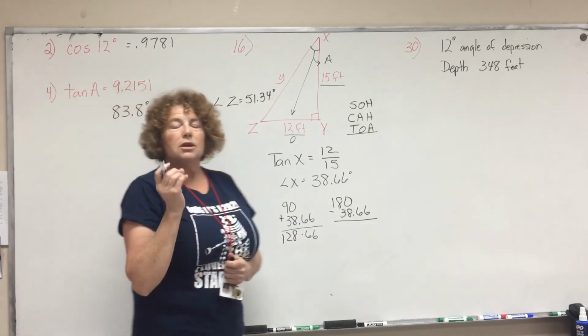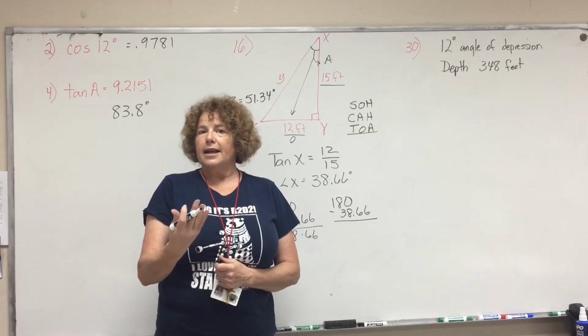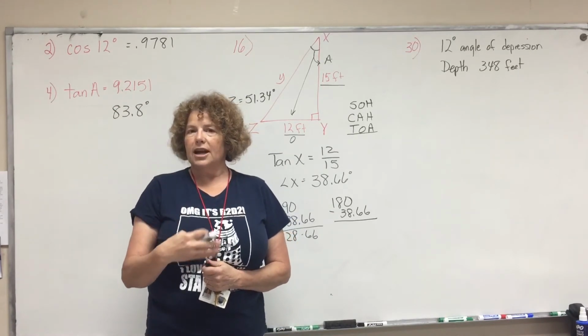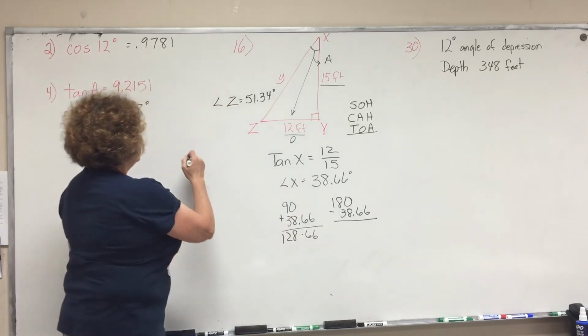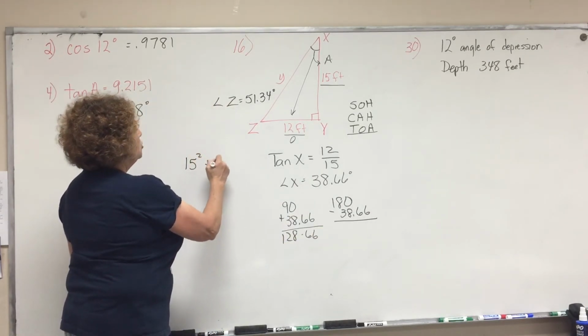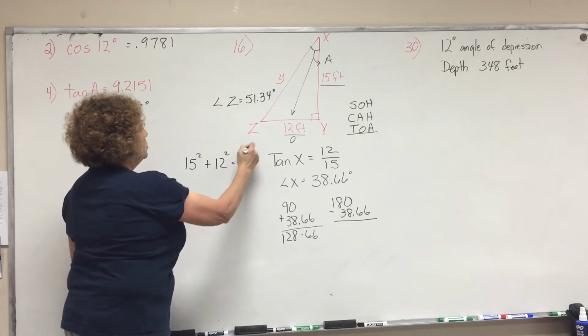So you can use Pythagorean theorem, the fact that angles add up to 180, and your sine, cosine, and tangent to solve for your missing parts. So you can just say 15 squared plus 12 squared equals y squared.